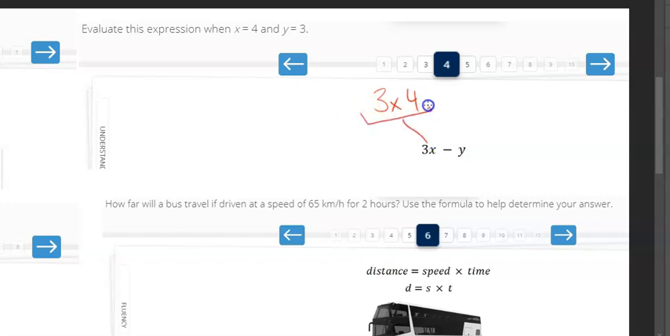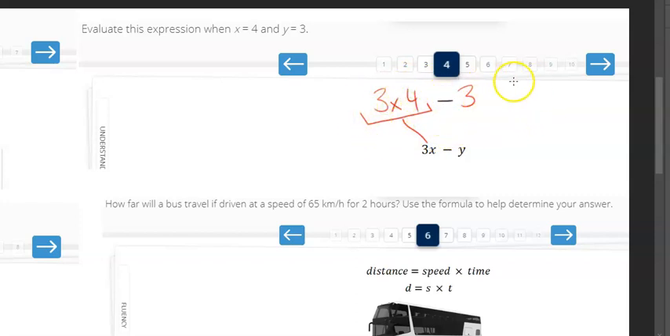Okay, so that's the first part. And then we are going to subtract whatever y is equal to, which in this case is 3. So we have 3 times 4 minus 3. Now we have to use our BEDMAS skills in order to work this out.